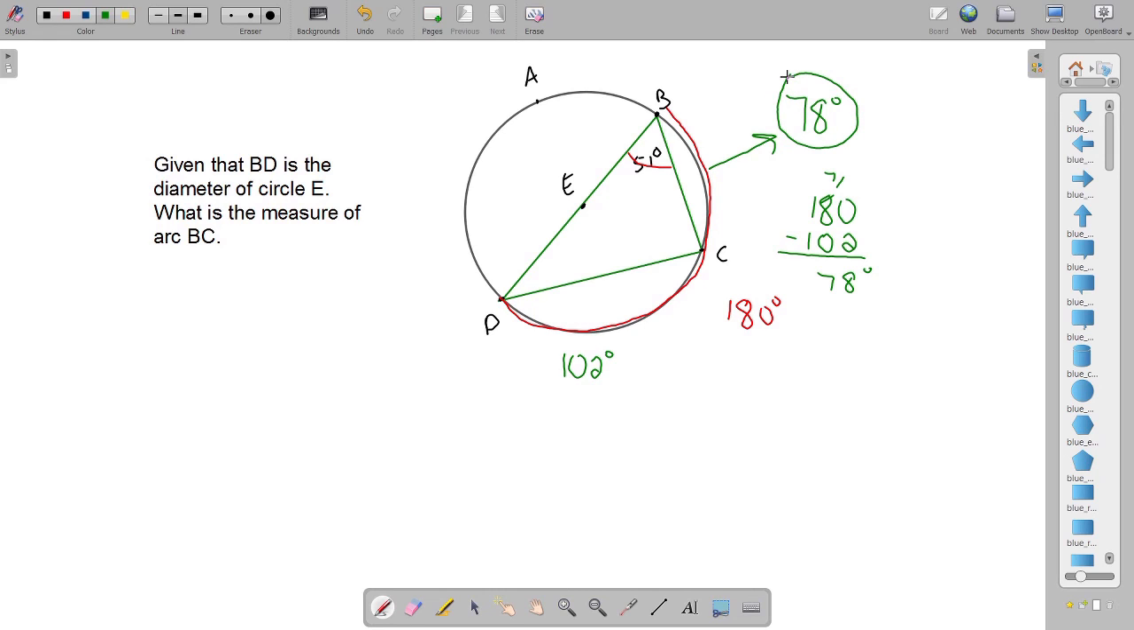Hope this quick lesson helps. Remember, the key takeaway from this lesson is that for inscribed angles, the intercepted arc is twice that. If you're given the arc itself, let's say I get this 102, you can work backwards and get the inscribed angle, which would be half of this. But if you're going from the inscribed angle to the intercepted arc, you double it.